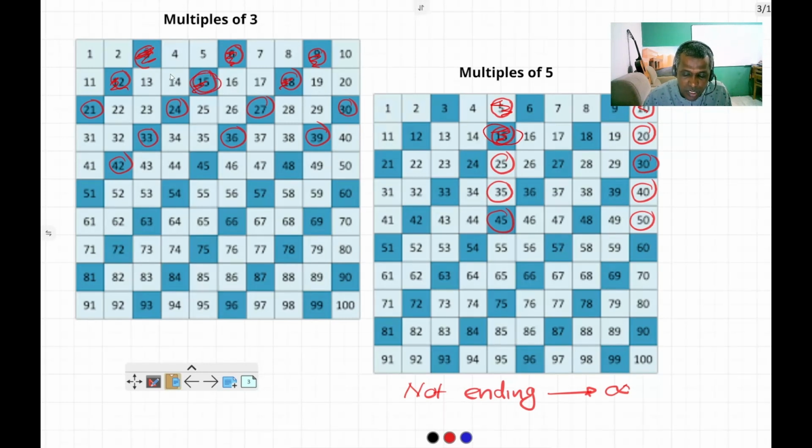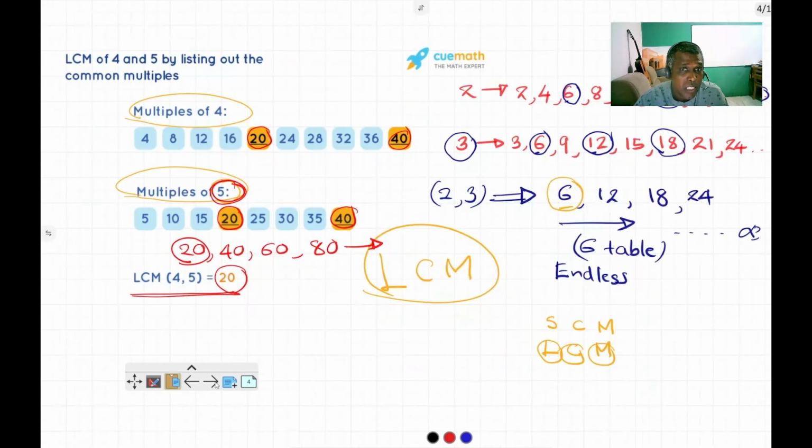Is there anything else? No, 5 is not common. 10 is not common. Like that we can find. Next is coming with the 15 table. Next is 30, next is 45, next is 60. It is coming with the 15 table. So if we are taking 2 or more multiples, something may be common. It's very important to find.